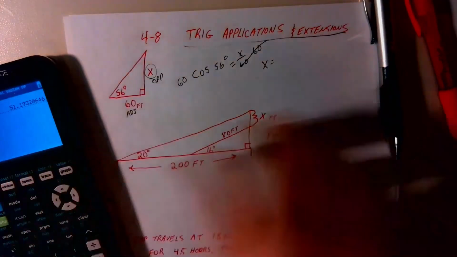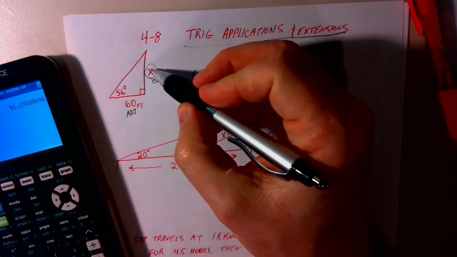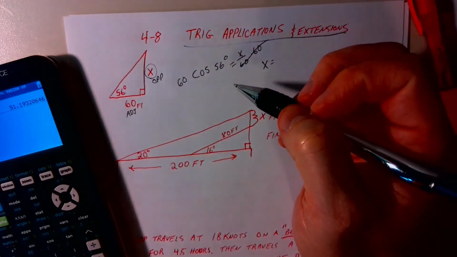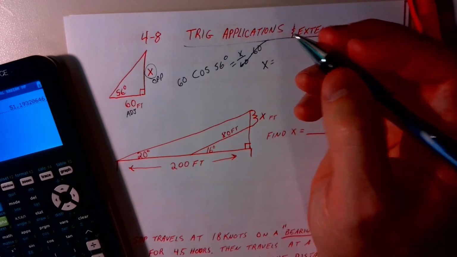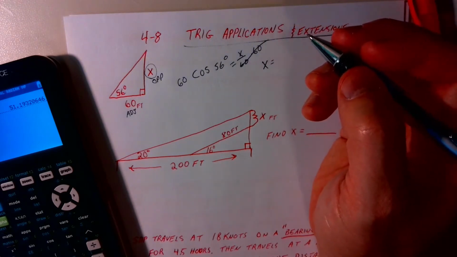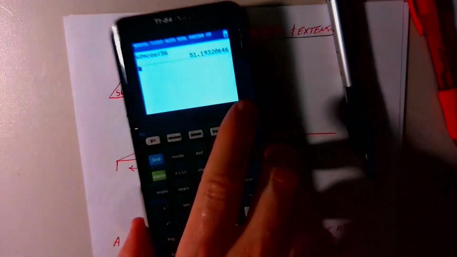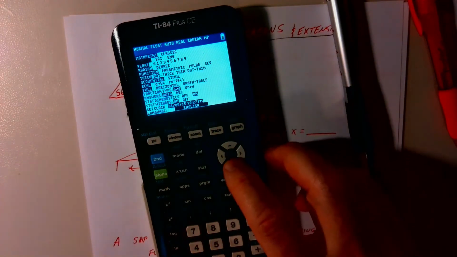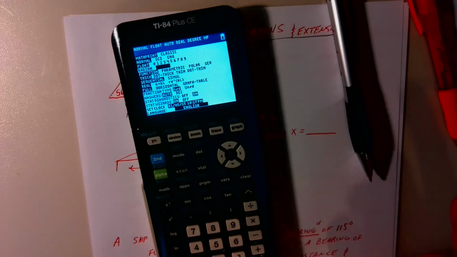I look over here and see that this angle is bigger than 45 degrees, so that side cannot possibly be 51.19. That doesn't make any sense. So what must I have done? That's when I remind myself, every time I do one of these problems, I need to check the mode. You can see the mode on my calculator was in radians, and I was doing this in degrees. So I'm going to change it to degrees.